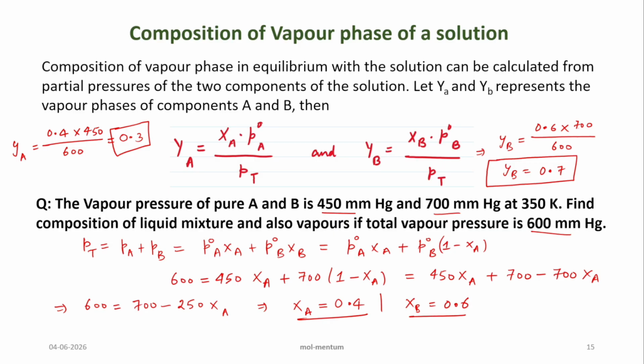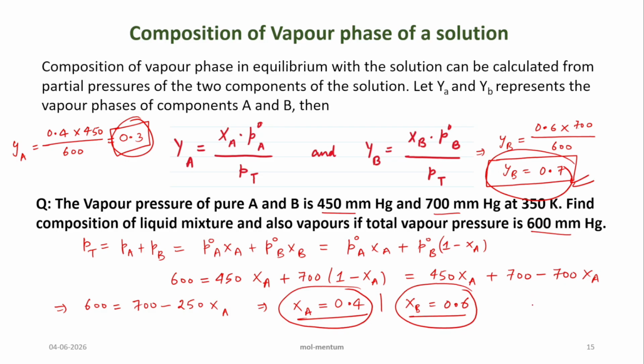One conclusion you can also derive from here: chi A we have calculated as 0.4, chi B is 0.6. That means the composition of A is 40% and B is 60%, so 40-60. But in the vapor phase it is not 40-60, it is 30-70. So B has increased from 60 to 70.